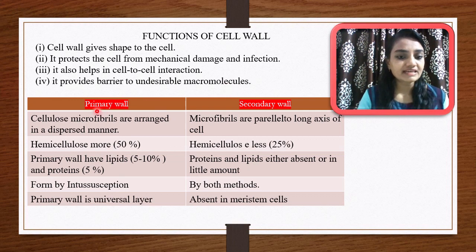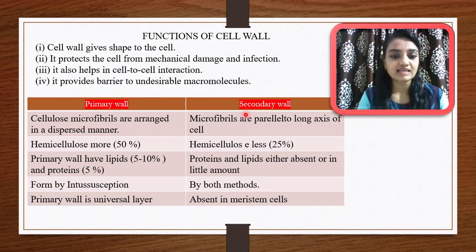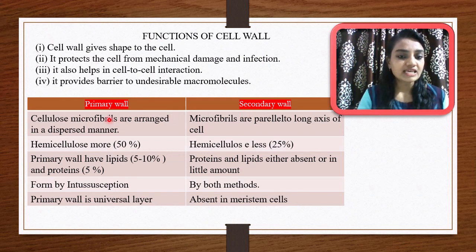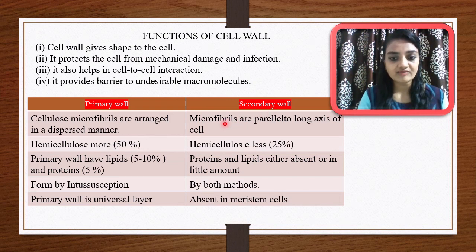Then let me discuss the differences between the primary cell wall and the secondary cell wall. So the first difference: the primary cell wall is made up of cellulose microfibrils and they are arranged in a dispersed manner. Whereas in case of a secondary cell wall, microfibrils are parallel to the long axis of the cell. This is the main difference.